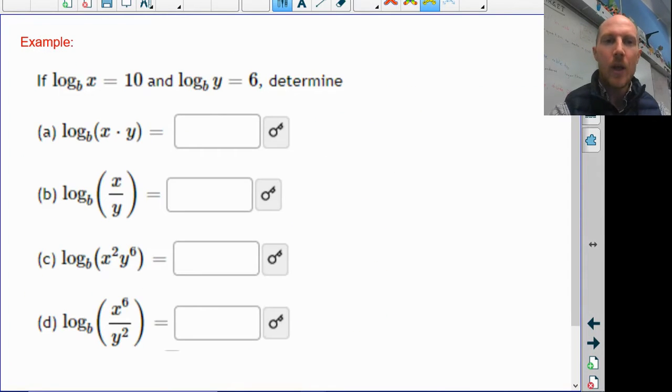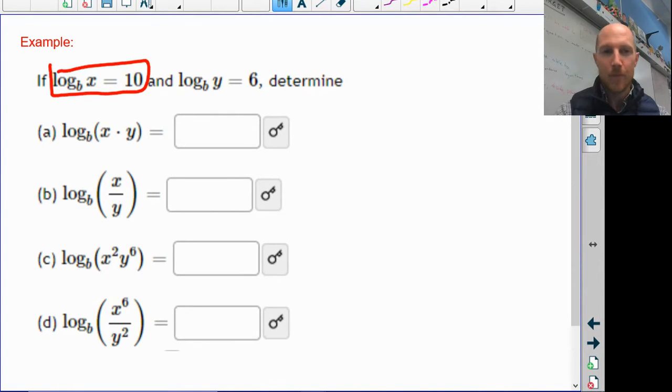All right, here's up next. So 4 parts. Look closely. Recognize some problems from the do now. Okay, so here is an important difference. This is telling us that log base b of x equals 10. Okay, I don't know what x is. I don't know what b is. I don't know the base or the output. But I know that the log is 10.